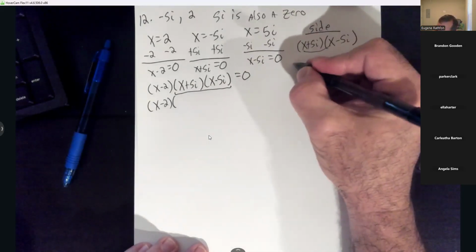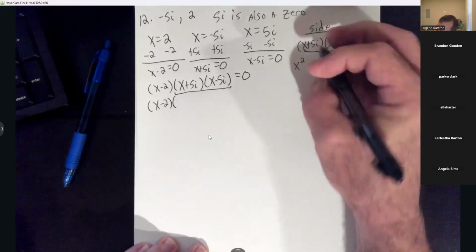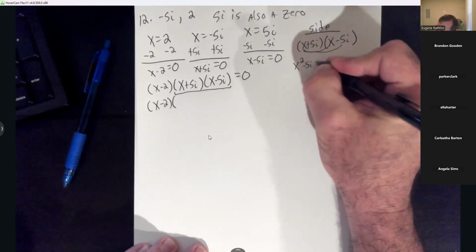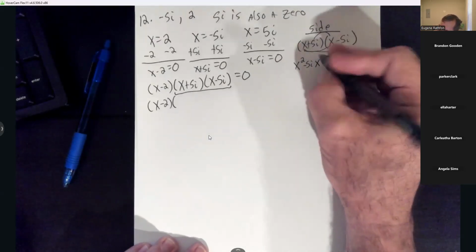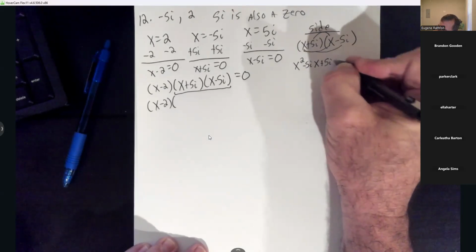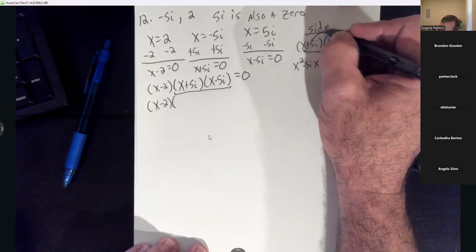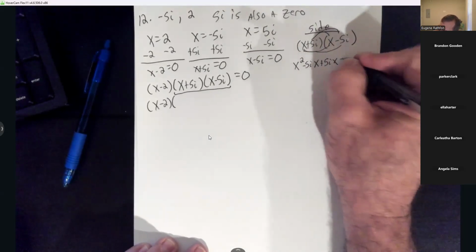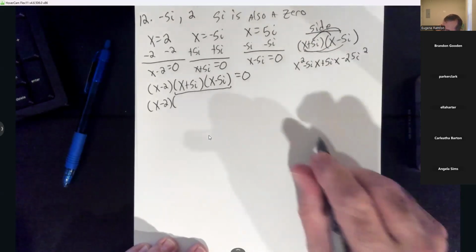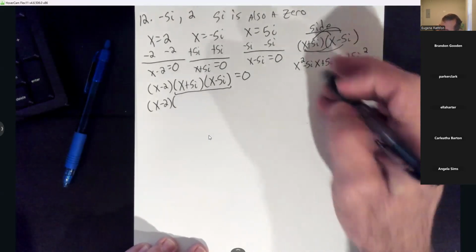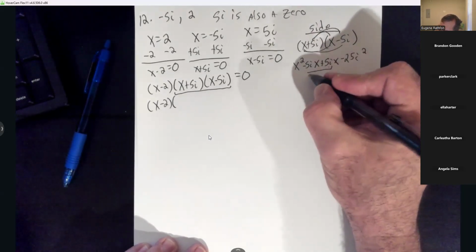All right, y'all, here we go. X times x is x squared. X times negative 5i is a negative 5ix. 5i times x is a positive 5ix. And then y'all watch this. 5i times negative 5i is a negative 25i squared. So you see the i's in the middle cancel. A negative 5ix and a positive 5ix, they cancel.